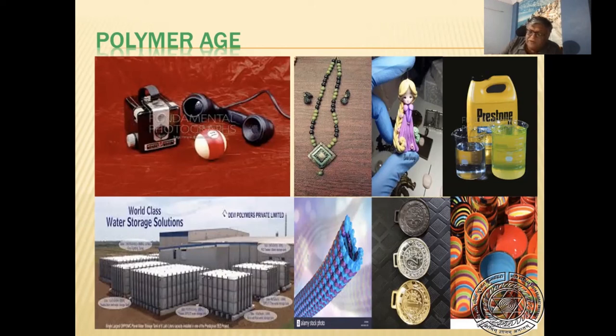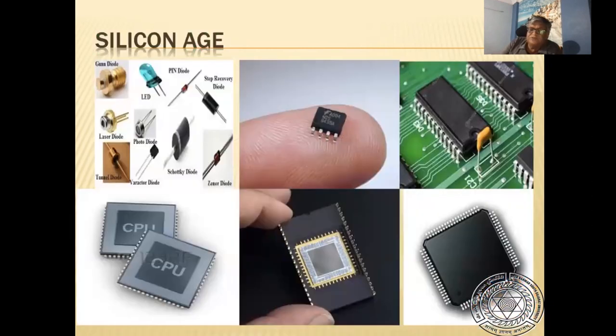Even nanomaterial-based polymers are possible to synthesize. Then people also classified the silicon age. As I mentioned, nowadays it is possible to fabricate millions and millions of transistors on an integrated circuit chip. We have the DIP, dual in-line package integrated circuit, and multilayer integrated circuits. Nowadays we are aware that the microprocessor and microcontroller are chips which may be used for the CPU, for the computer, for the laptop and microelectronic gadgets.